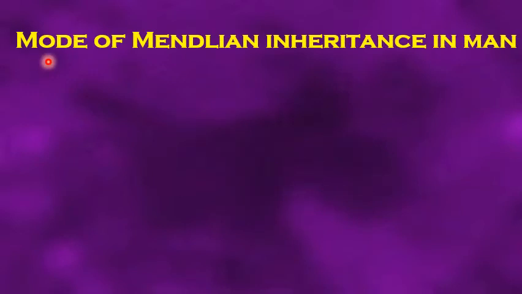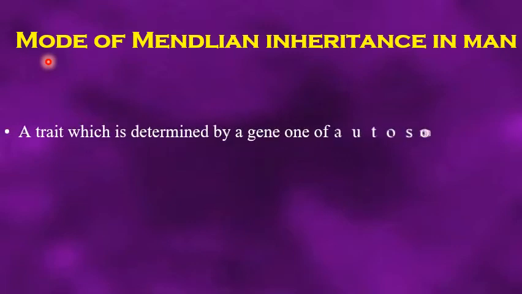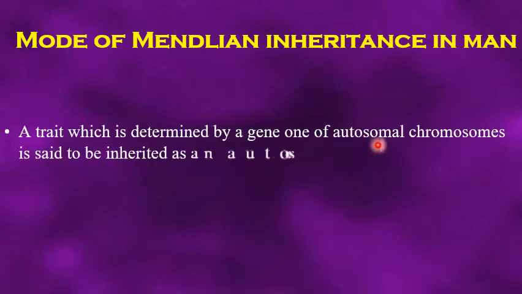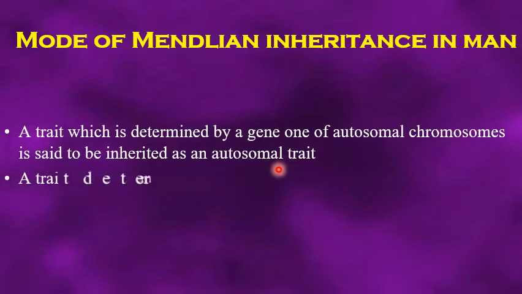Mode of Mendelian inheritance in man. A trait which is determined by a gene on one of the autosomal chromosomes is said to be inherited as an autosomal trait. يعني الصفة التي تحدد بواسطة جين محمول على الكروموسومات الجسمية تسمى بالـ autosomal trait أو الصفات الجسمية.